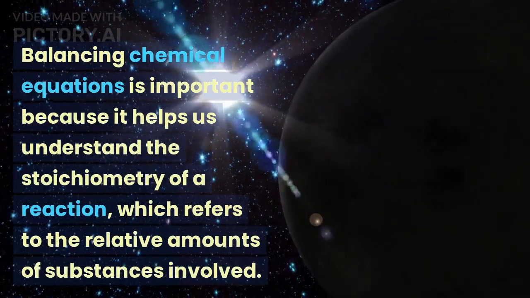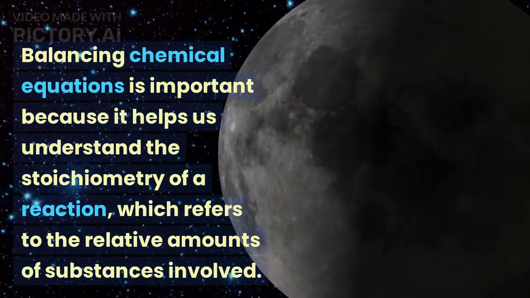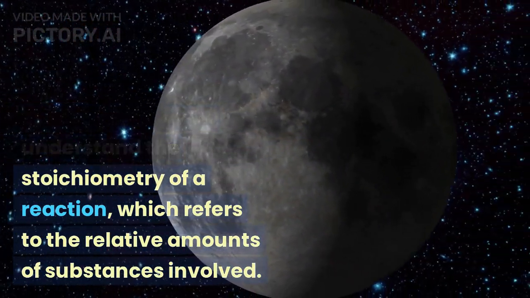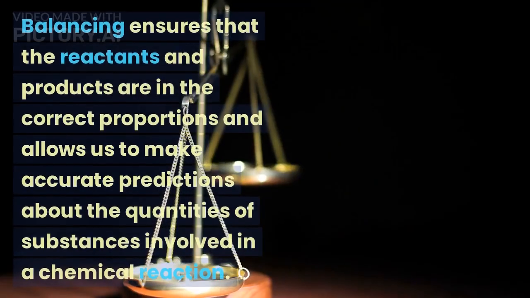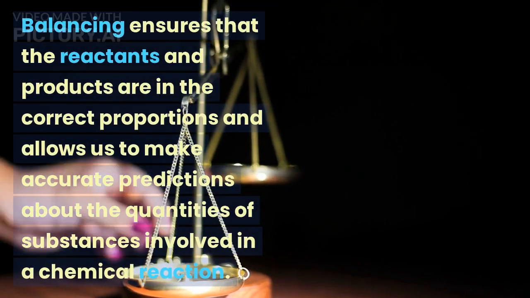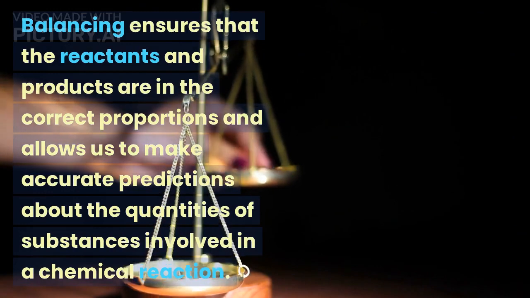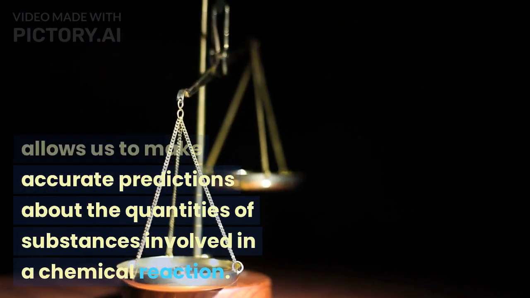Balancing chemical equations is important because it helps us understand the stoichiometry of a reaction, which refers to the relative amounts of substances involved. Balancing ensures that the reactants and products are in the correct proportions and allows us to make accurate predictions about the quantities of substances involved in a chemical reaction.